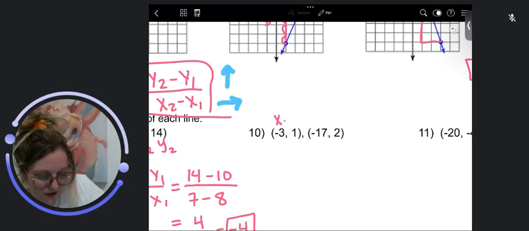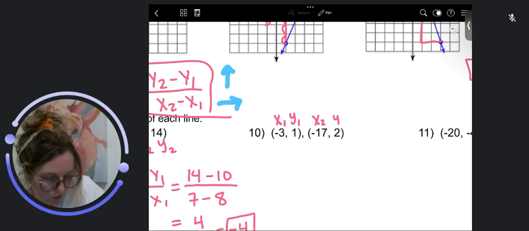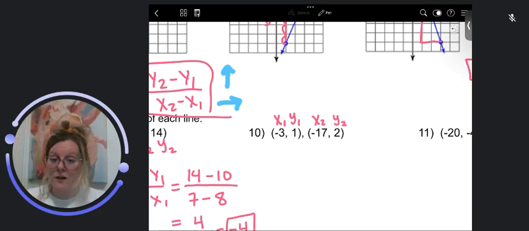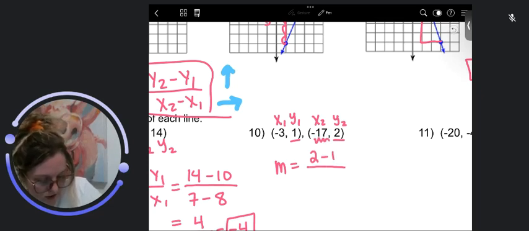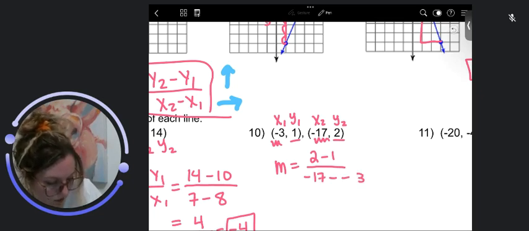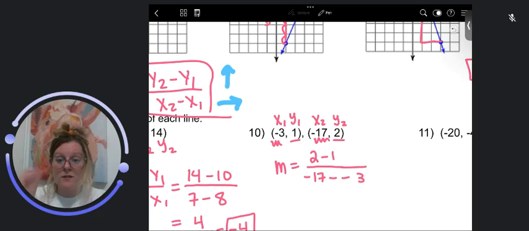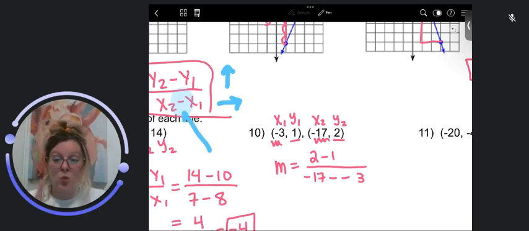Here is my x of my first point, my y of my first point, x of my second point, y of my second point. Now I can go ahead and plug it into the formula. We are subtracting the y's first. So I'm going to do slope is equal to 2 minus 1 divided by my x's, negative 17, minus a negative 3. This is where you need to be really careful. The formula already has a minus. Y'all see this minus right here? I need to make sure that if the x1 is negative, I put minus a negative.